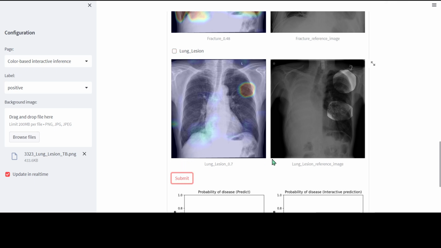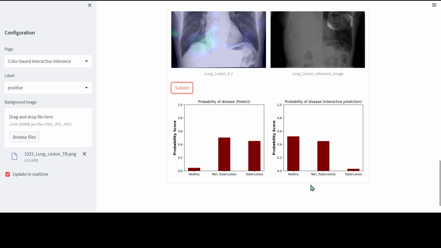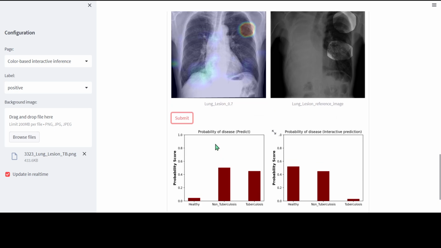And we can see here if we reject lung lesion, then the model does not find any signal of TB anymore because it is largely relying on the lung lesion feature and it now has no evidence to conclude a TB case. So that is how doctors interact with the model concepts to calibrate the model predictions.